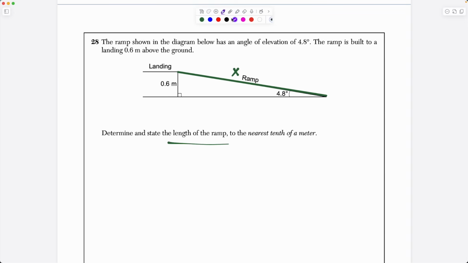So now let's think about what we know. So this angle over here, this acute angle, we know the side opposite of 4.8 degrees. So see over here, if we go across, this side here would be the opposite side. Okay, so this side here is opposite of the 4.8 degree angle. And then X over here represents the hypotenuse. Okay, so this is the hypotenuse of the right triangle.